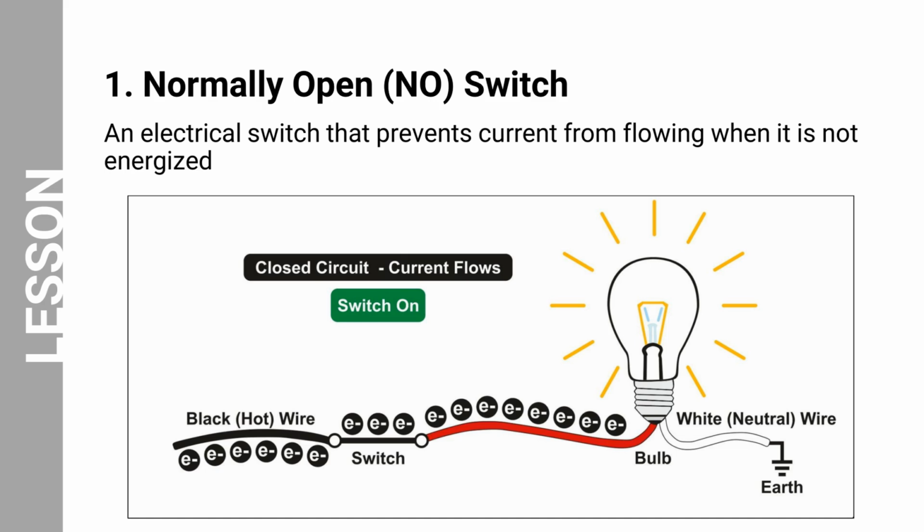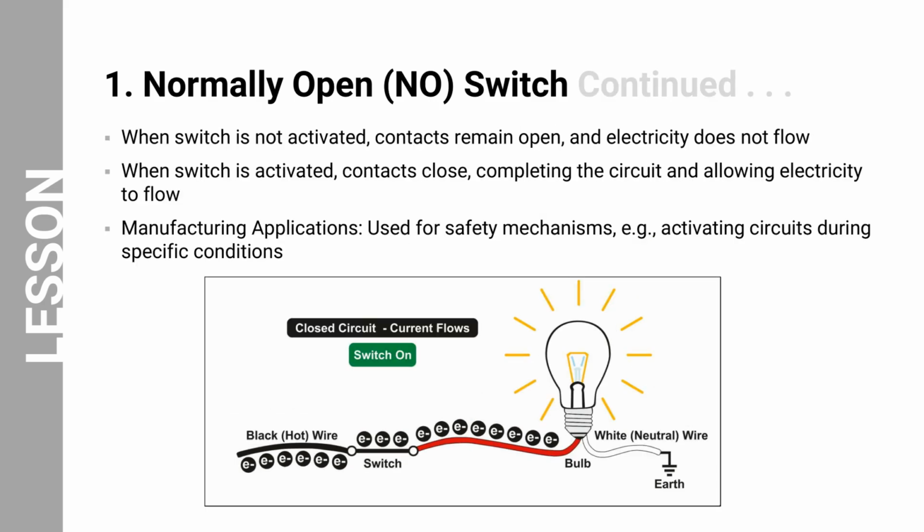What is a normally open, or NO, switch? A normally open switch is an electrical switch that prevents current from flowing when it is not energized. When a normally open switch is not activated, the contacts remain open and electricity does not flow. When the switch is activated, the contacts close, completing the circuit and allowing electricity to flow.